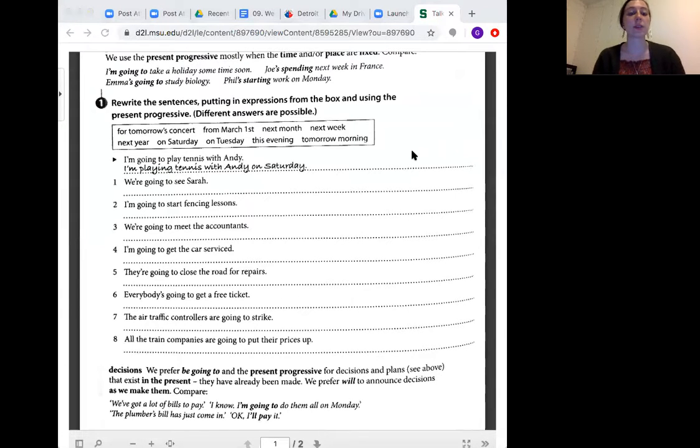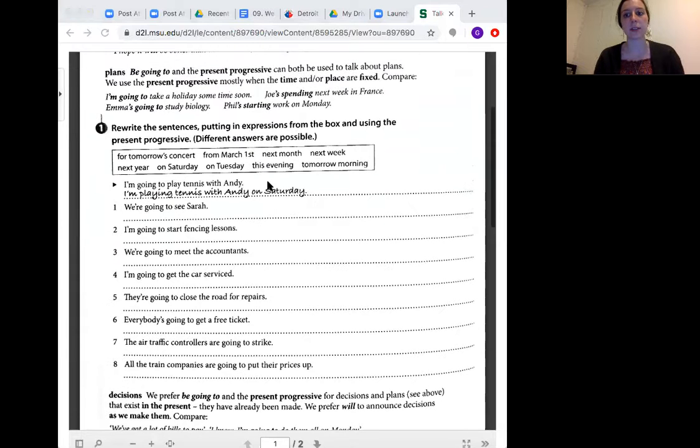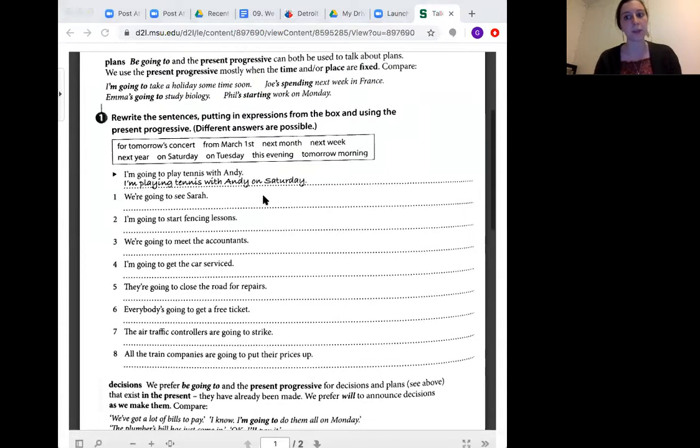In this exercise, the directions say to rewrite the sentences using the expressions from the box using the present progressive tense. In the first example, it says, we're going to see Sarah. We can change this sentence to match the present progressive tense by saying, we are seeing Sarah next week. This sentence is now in the present progressive because it follows the pattern are plus verb plus ing, which is seen through the verb seeing. And it is in the present progressive because the plans are set, which is seen through the words next week.